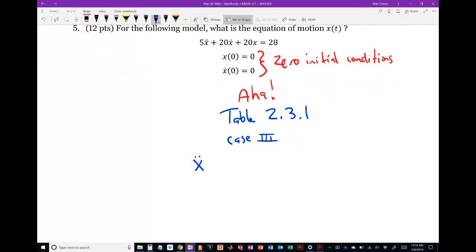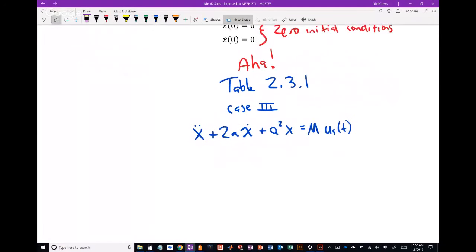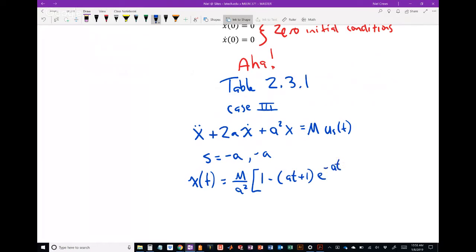It says if your ODE is x double dot plus 2a x dot plus a squared x equals m u_s(t), then the roots are s equals negative a and negative a, and x of t equals m over a squared times (1 minus (at plus 1) e to the negative at). Okay?